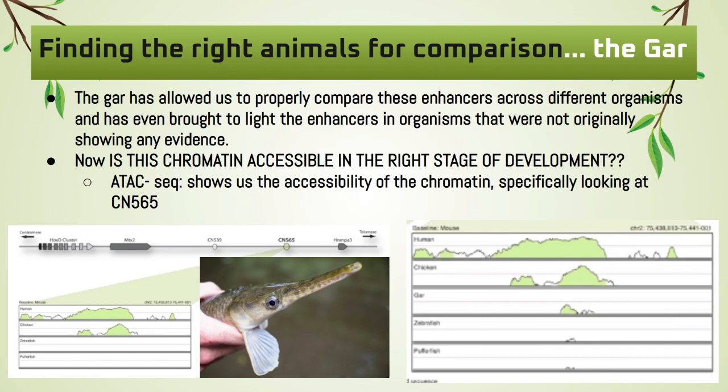Neil said he and his colleagues used a new technique, the ATAC sequence, and this shows the accessibility of the chromatin, specifically looking at the CN565 gene, which is in the picture, the one that is showing a lot of activity in the human, in the chicken, but none in our zebrafish or pufferfish until the gar is introduced.